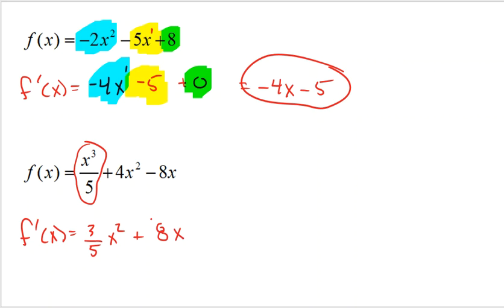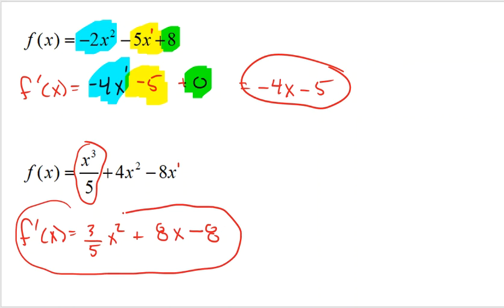2 falls down. 4 times 2 is 8. 2 minus 1 is 1. There's my new power. Lastly, the 1 falls down. Negative 8 times 1 is negative 8. My new power is 0, but again, x to the 0 is 1. So there is my derivative. 3/5 x squared plus 8x minus 8. How fast and simple. Very, very easy. Hope you believe me.